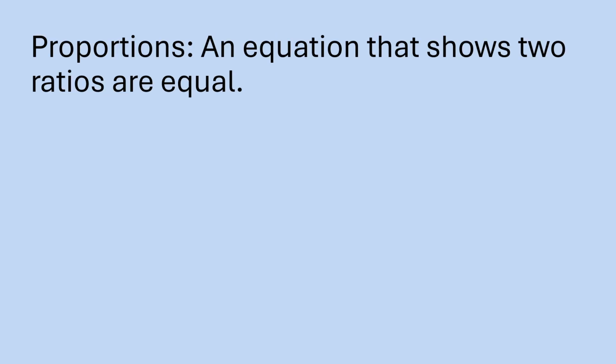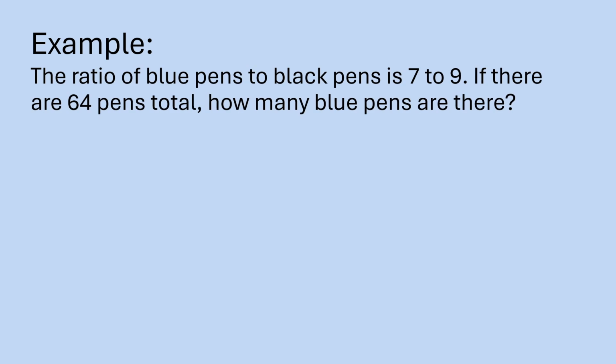Proportions. It is an equation that shows two ratios are equal. Example, 6 divided by 4 is equal to 3 divided by 2. Both of these ratios are equal, so it is a proportion. Example, the ratio of blue pens to black pens is 7 to 9. If there are 64 pens total, how many blue pens are there? Here the total pens are given. Also the ratio is given, 7 to 9, from blue pens to black pens.